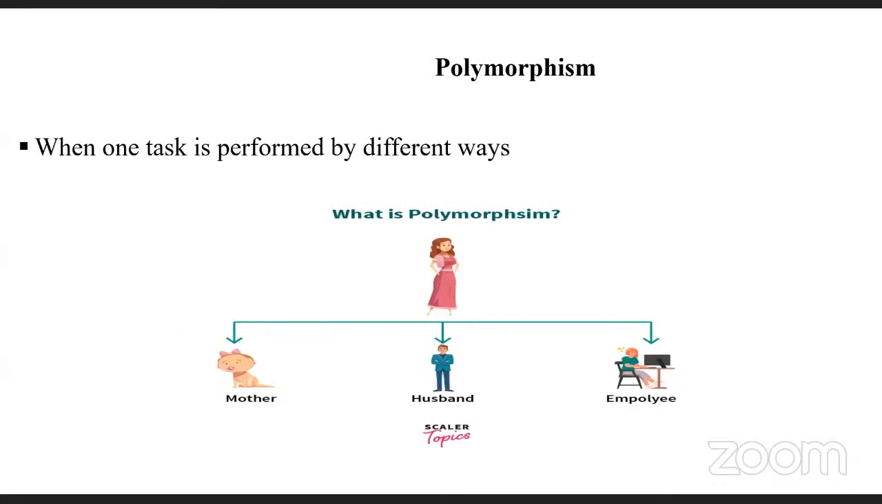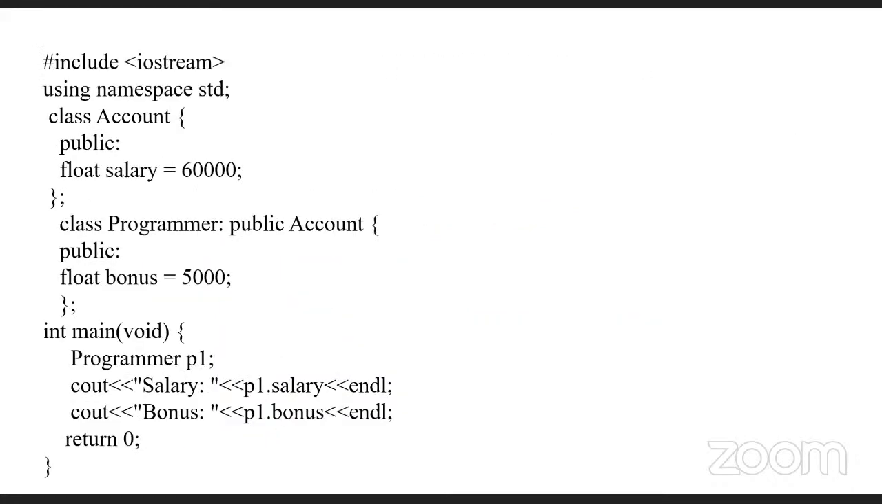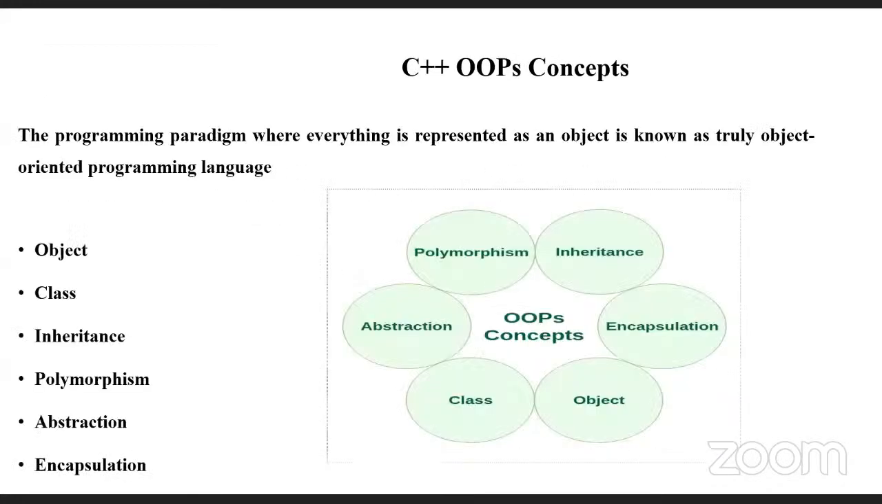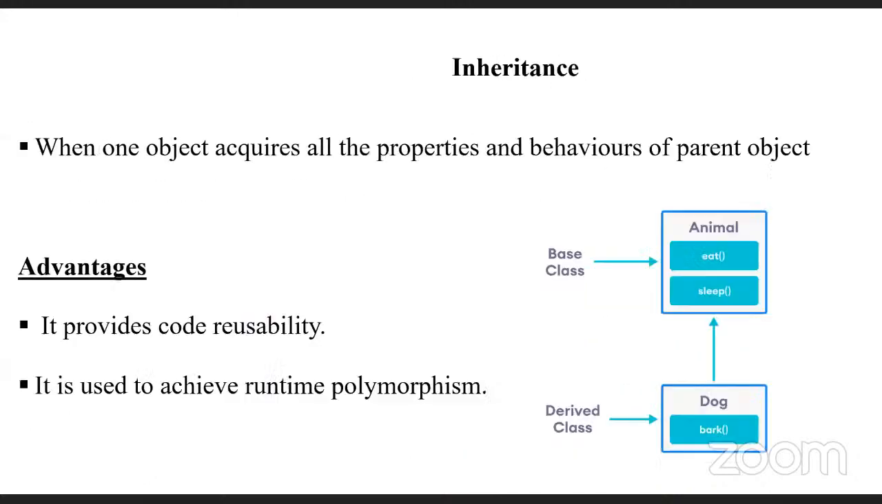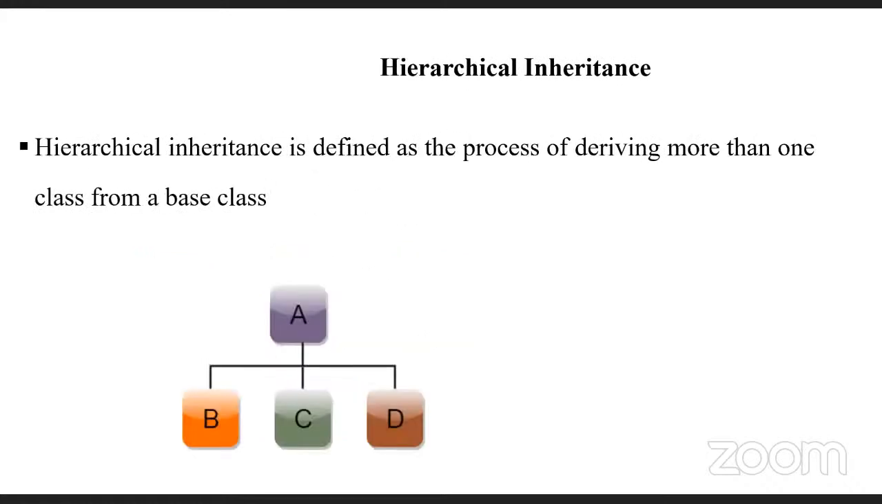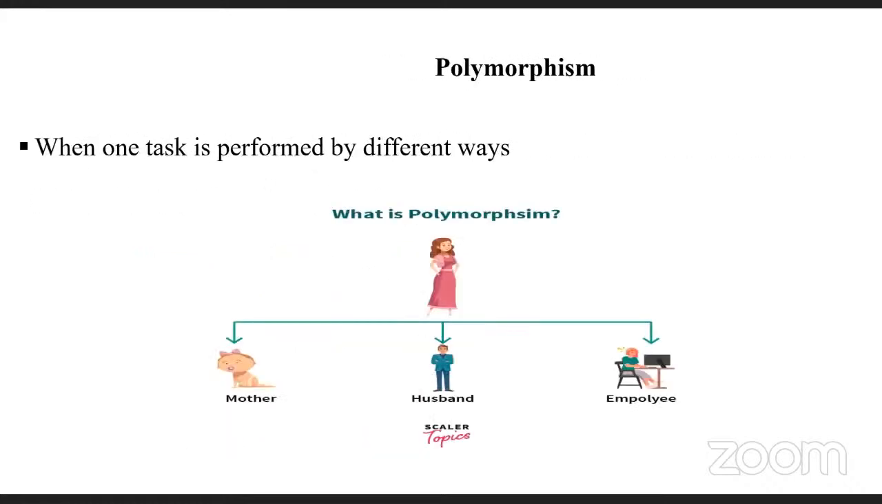Okay, next. In object-oriented programming, I have explained what an object is, what a class is, and what inheritance is. I have finished those. Next, I will move to polymorphism. Can anyone tell what polymorphism is in general? What is polymorphism? Can anyone tell?